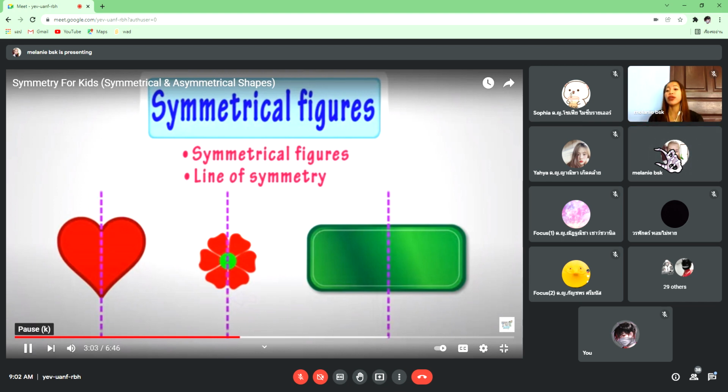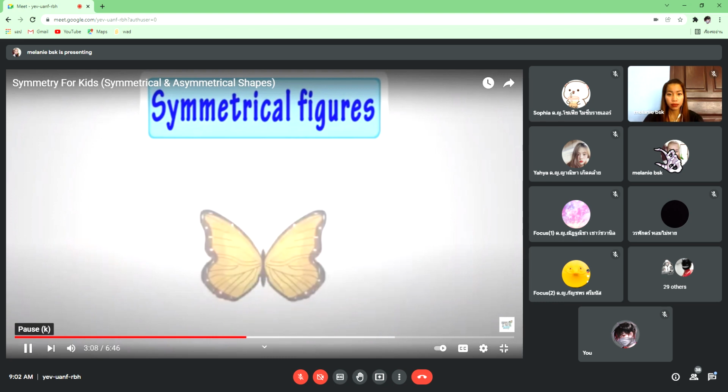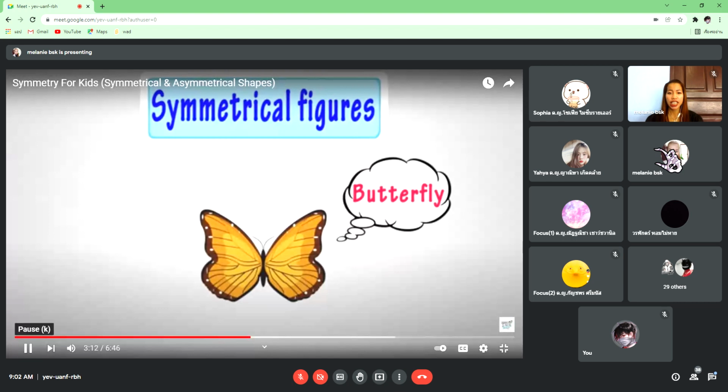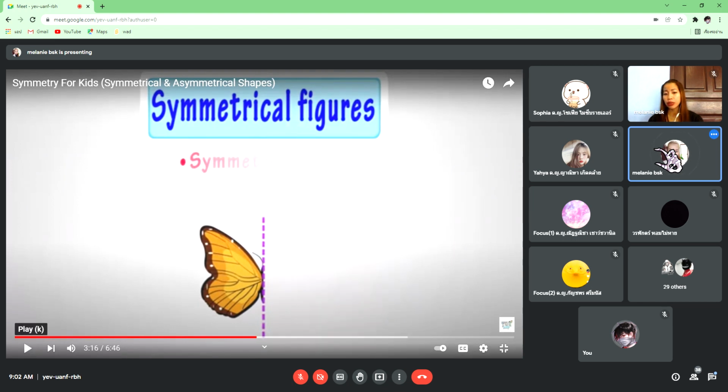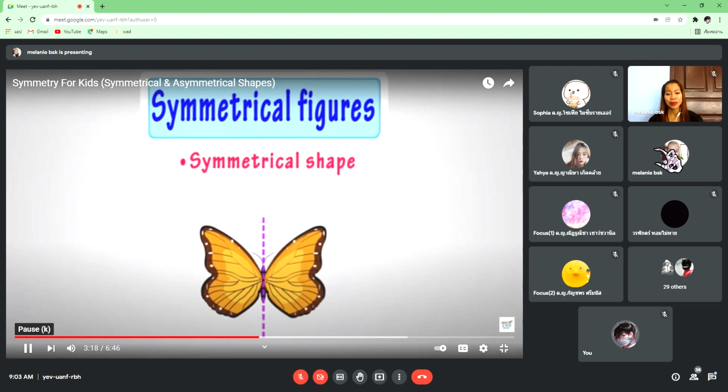Some symmetrical figures and their line of symmetry. Here we have a butterfly. How many lines of symmetry does a butterfly have? One. A butterfly has one line of symmetry. And the line of fold is the line of symmetry.